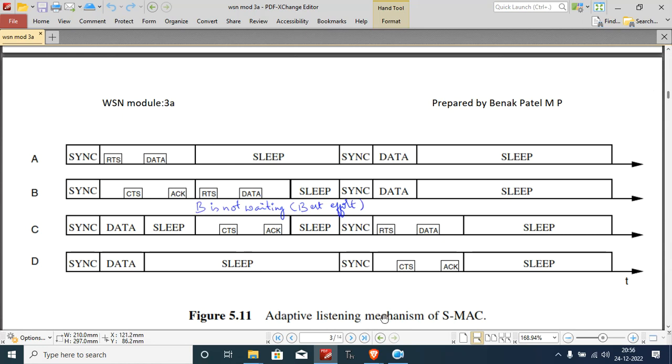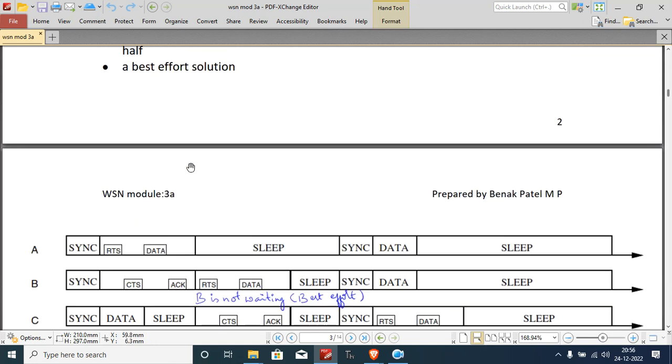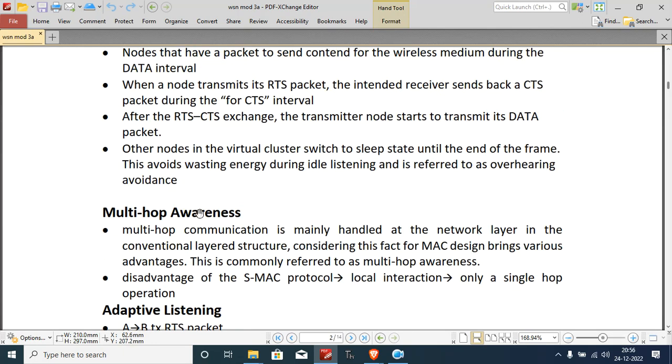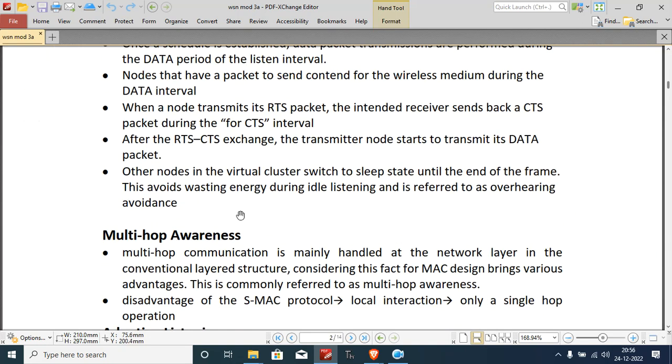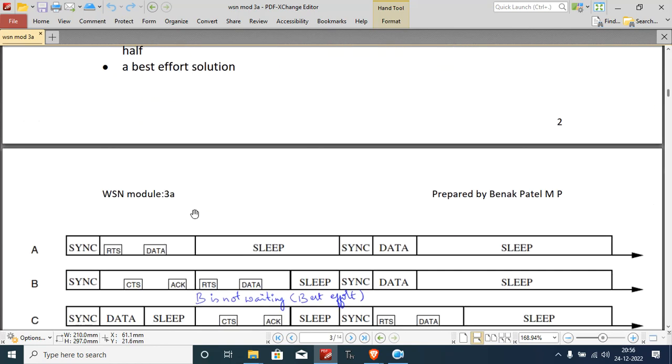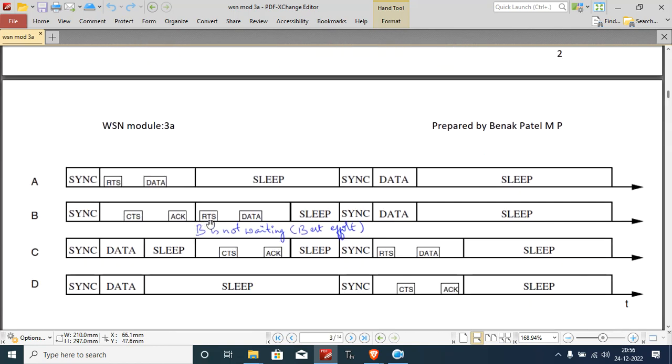So for adaptive listening, as I said, it's the best effort solution. Here you can see that by this adaptive listening, if I compare it with that of this graph, here node B has to wait over an entire period because node C is sleeping, whereas here, because of adaptive listening, after node B gets the data from node A, it is not waiting at all, so it can directly send its data to node C by RTS and CTS handshakes, four-way handshaking.